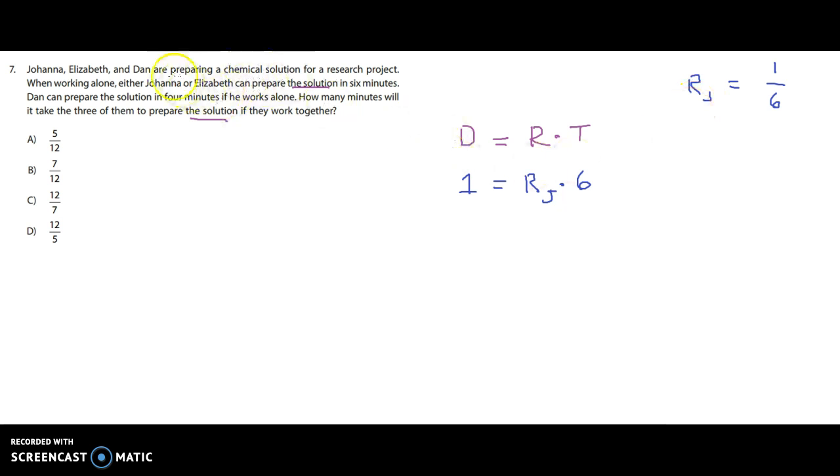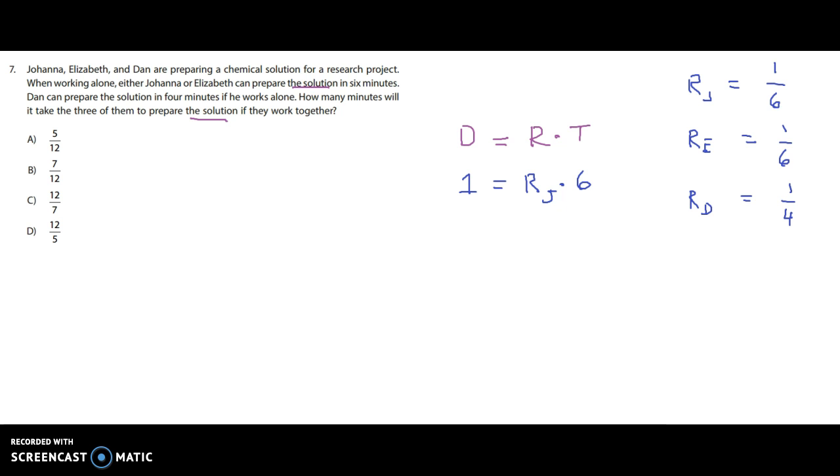Okay, and the same logic goes for Elizabeth. They said she's also 6 minutes, so her rate is also going to be 1 over 6. And it says Dan can do it in 4 minutes, so the rate of Dan is equal to 1 over 4. Okay, so now we have all the rates.